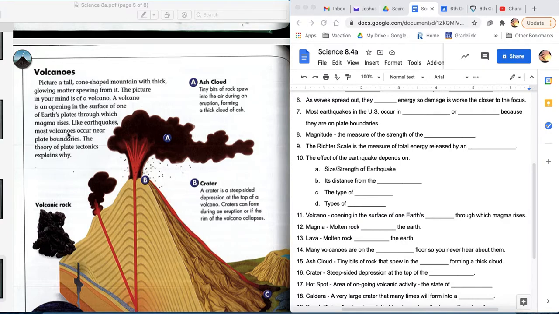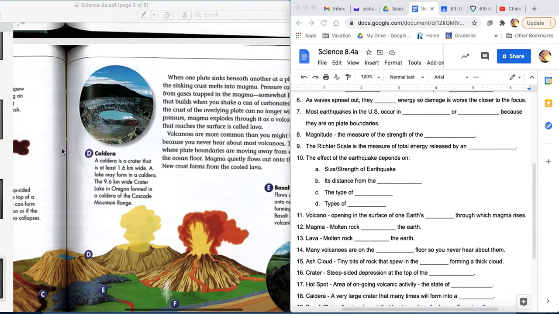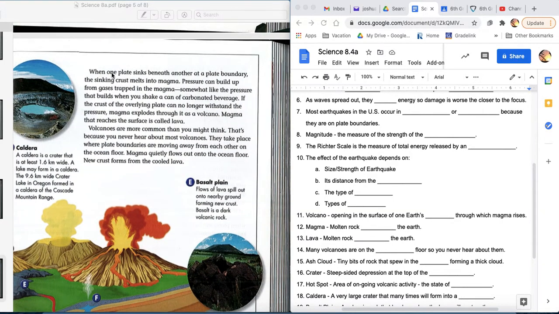Like earthquakes, most volcanoes occur near plate boundaries. The theory of plate tectonics explains why. When one plate sinks beneath another at a plate boundary, the sinking crust melts into magma.